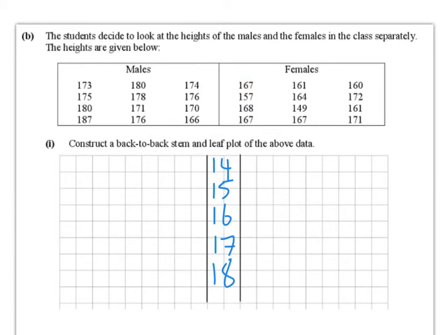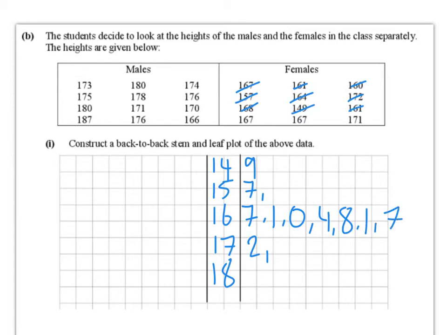So 167 is my first height. So I put a 7 beside the 6, tick it off. Then 161, so I put a 1 beside the 6, tick it off. 160, 157, making sure I'm ticking off each time. 164, 172, 168, 149, 161, 167, 167, 171.